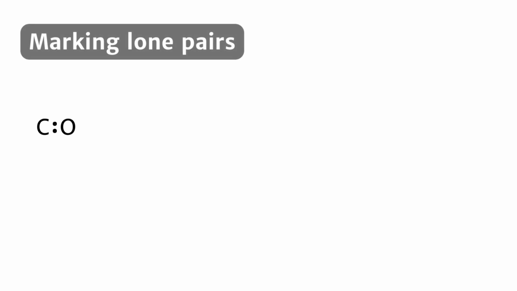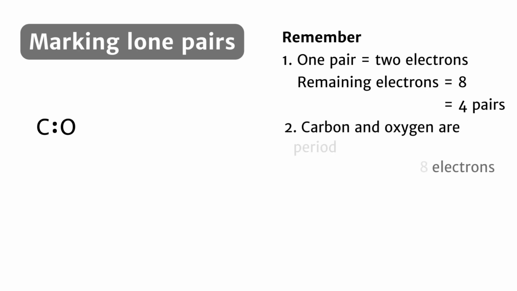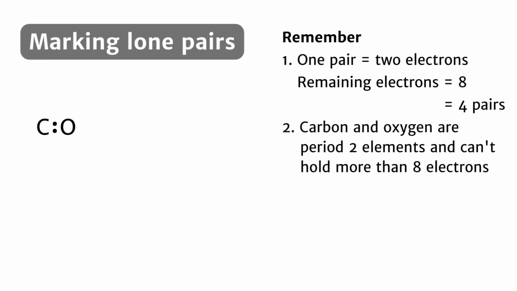Lone pairs consist of electron pairs not utilized in chemical bonding. Remember, each pair comprises 2 electrons. With 8 electrons remaining, mark 4 electron pairs on the structure as lone pairs. It's important to note that both carbon and oxygen, being period 2 elements, cannot hold more than 8 electrons in their valence shells. Another key point to remember is to always start by marking lone pairs on outside atoms first and then on the central atom.